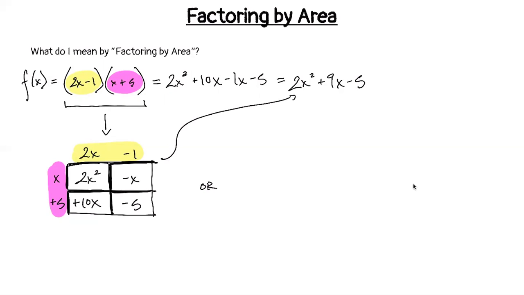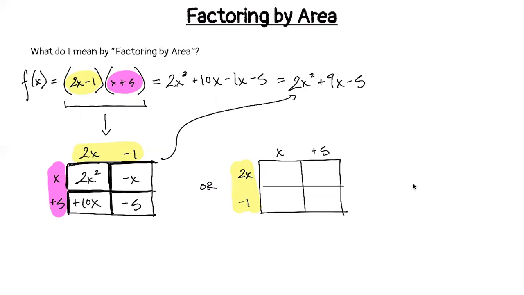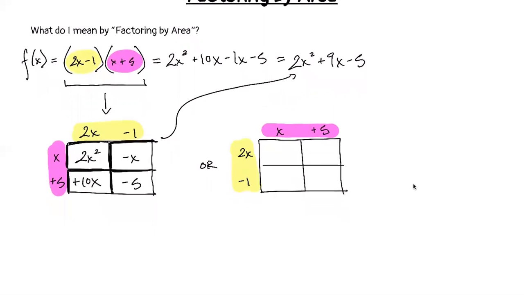Now, just to show you that the factors could be switched, we're going to do this again, but instead of having the 2x minus 1 on the top, I'm going to put the 2x and then the minus 1 along the side. And I'm going to do the same thing where I put the x plus 5 on the top. Some people like to set it up differently, which is why I want to show you that it could work either way.